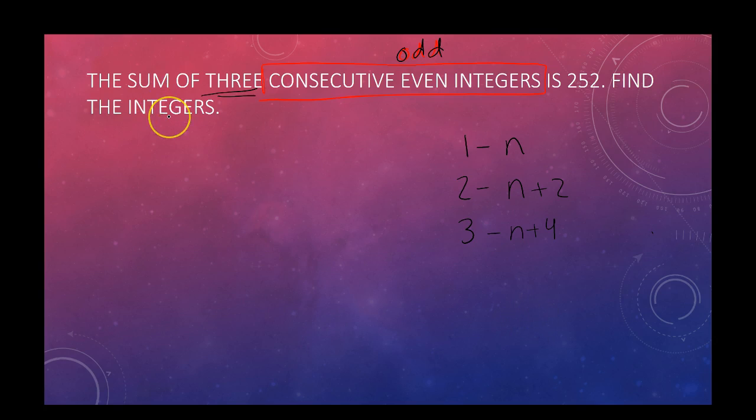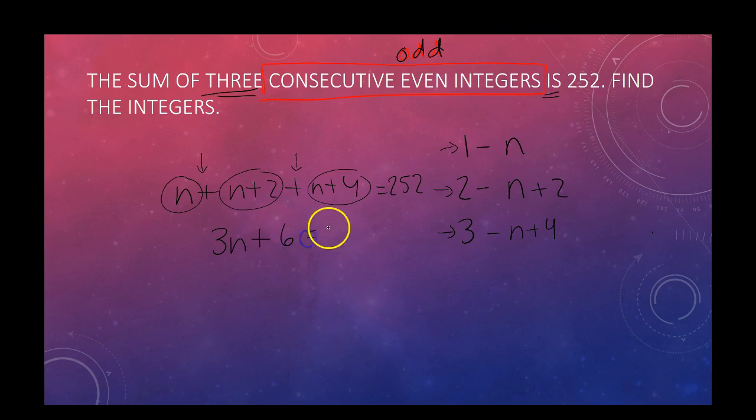So the sum means to add, so take your first one, add your second one, add your third one. Okay, here's 1, here's 2, here's 3, and I added them in between, and that's going to equal or is 252. Okay, so let's combine like terms. So I have 3 n's sitting there, so 3 n's plus, and then 2 and 4 gives me a 6.